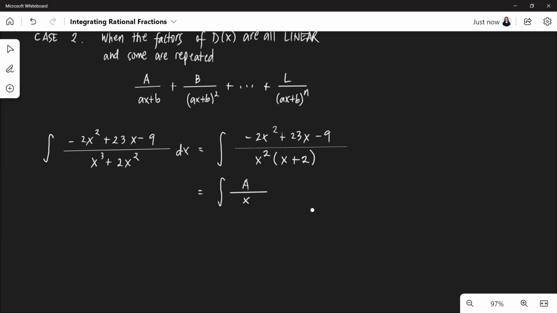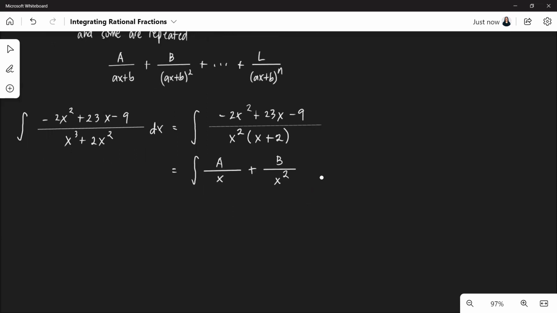So we'll start with the first linear factor. For this case, we need another partial fraction for the repeated factor of the denominator. So if ever, for example, there is an x cube, we need another partial fraction, let's say c over x cube, etc. And don't forget there is another linear factor, x plus 2. So it's only x that is being repeated.